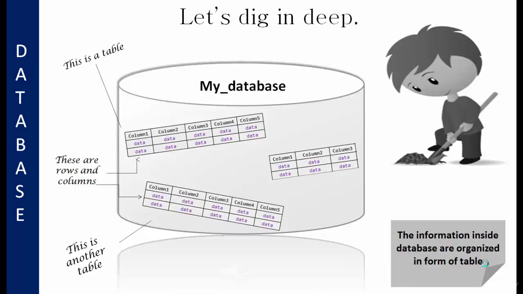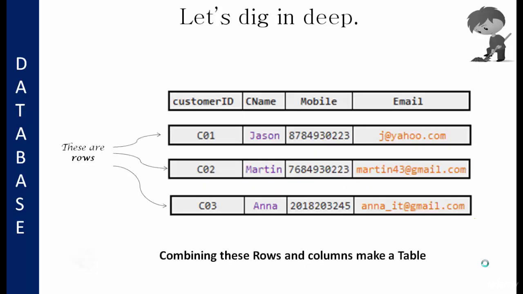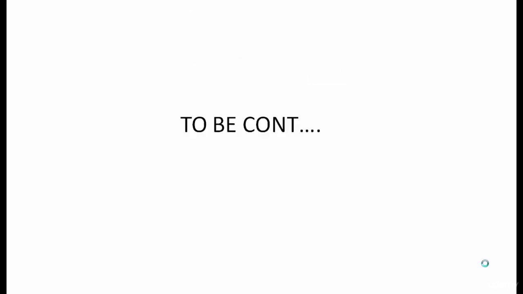So a database contains one or more tables, and a table lives inside your database and organizes your data in the form of rows and columns. These are rows and these are columns. Combining these rows and columns makes a table. So with that, let's move to our next chapter, which talks about creating a database and configuring a table using SQL statements.